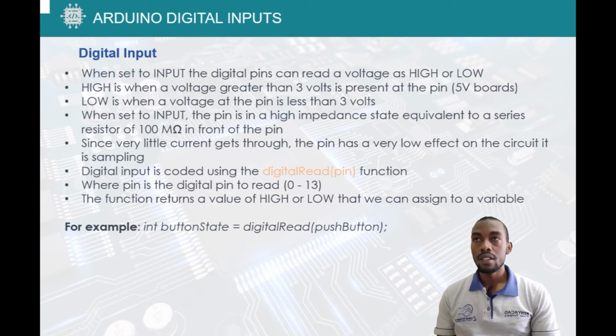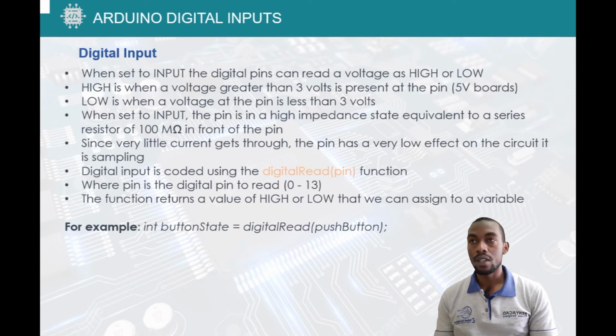Digital input is coded using the digitalRead function. This is how we write it: digitalRead, and then we specify the pin we want to read from. We can put a digital pin from 0 to 13 on the Arduino. Any of the pins from 0 to 13 are digital pins in Arduino, and you can use them for digital inputs. The function will return either a high or a low.